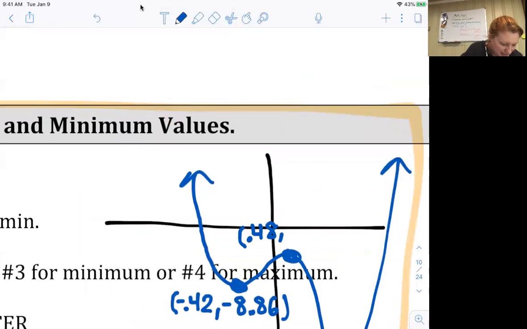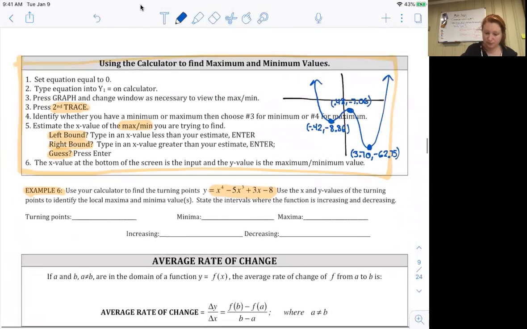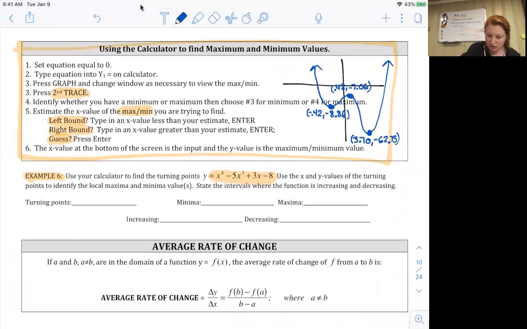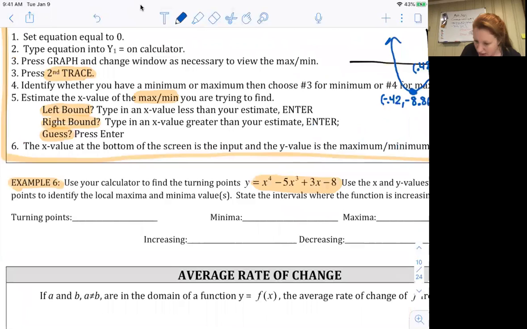And the y value is negative 7.06. Again, you can't calculate those. Your calculator has to do that. So the turning points, there are 3 of them. And I always like to draw a picture and list them. So the turning points, I just am going to copy it down here.